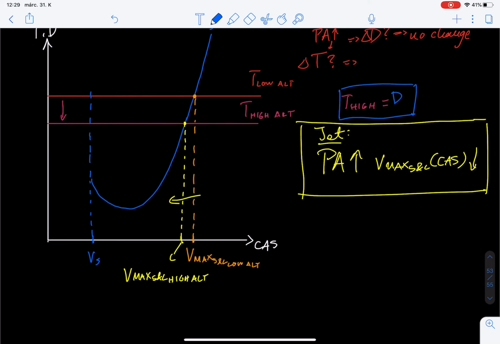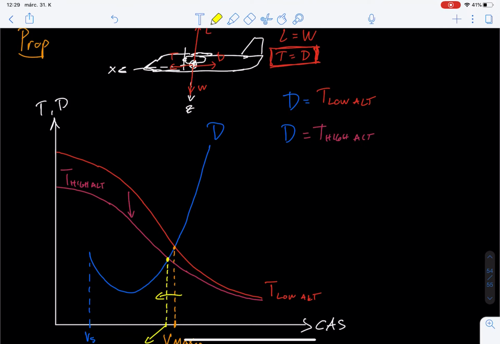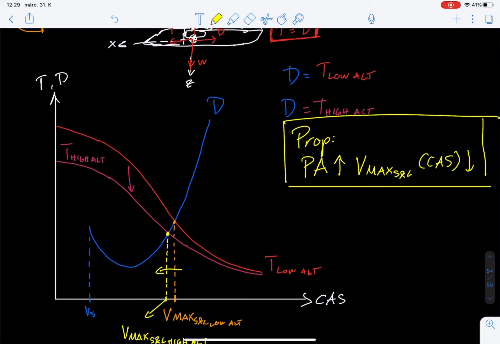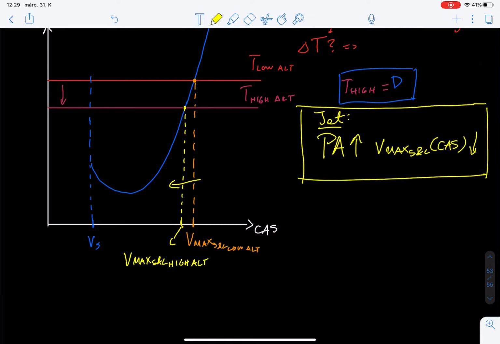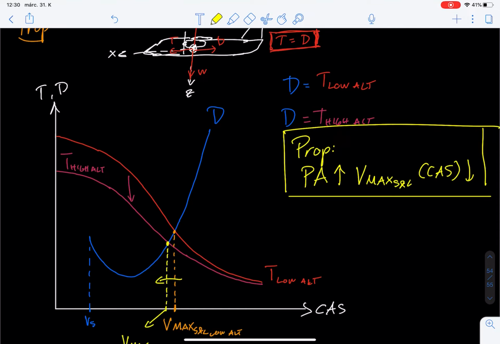So therefore, we got a similar result as we did in the case for the jet aircraft. So what we can say for the propeller as well is that if the pressure altitude increases, in that case the Vmax straight and level calibrated airspeed is going to decrease. And so yet again, we have the same exact effect as for the jet. So in both cases, for both the jet and the propeller-driven aircraft, if you have an increase in the pressure altitude, your maximum straight and level speed in calibrated airspeed is going to reduce.